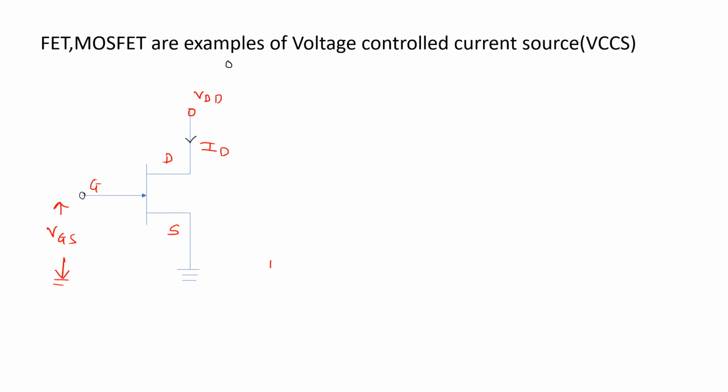So ID is proportional to VGS. So we can see from this equation that current depends on voltage. That's why it is voltage controlled current source. So we can write it as ID is equal to K VGS. So K is equal to ID upon VGS.